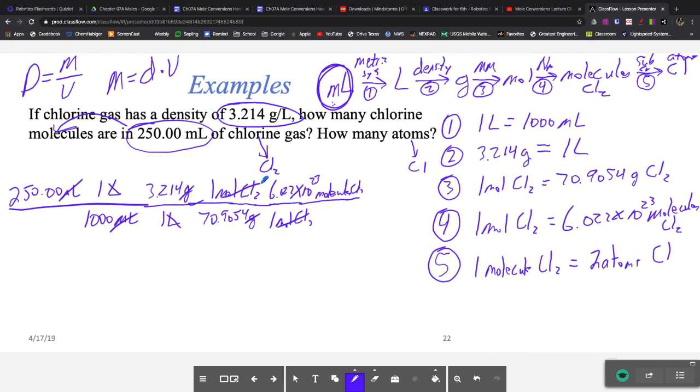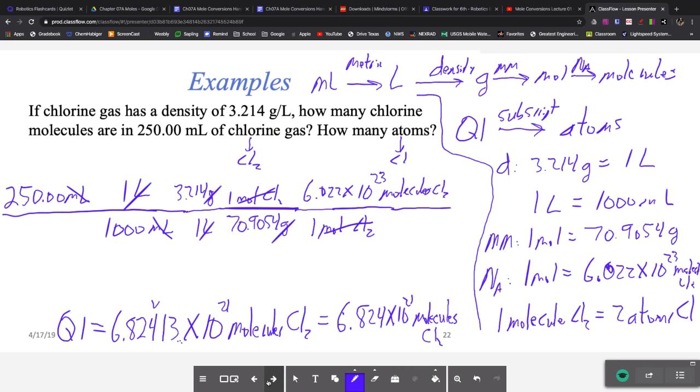So to solve it, 250.00 times 3.214 times 6.022 times 10 to the 23rd. Get your answer. Divided by 1,000, then divided by 70.9054. And we get our answer as 6.82413 times 10 to the 21st molecules of Cl2.